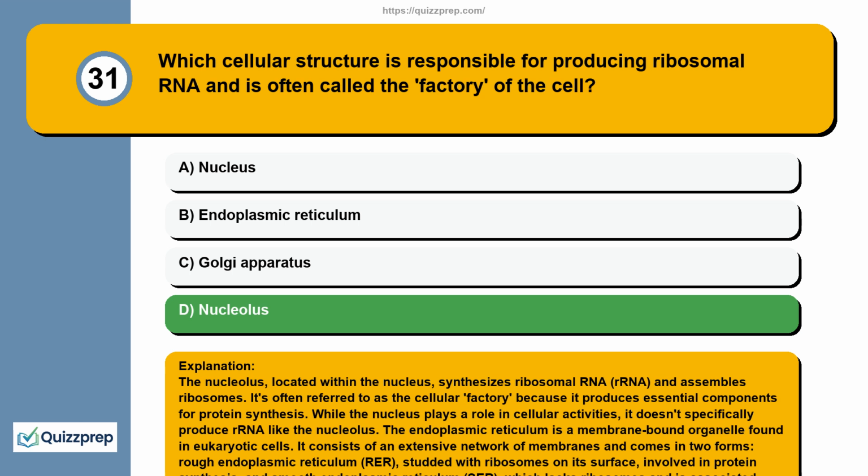The Golgi apparatus further processes and sorts proteins received from the endoplasmic reticulum for transport to their eventual destinations: lysosomes, the plasma membrane, or secretion.